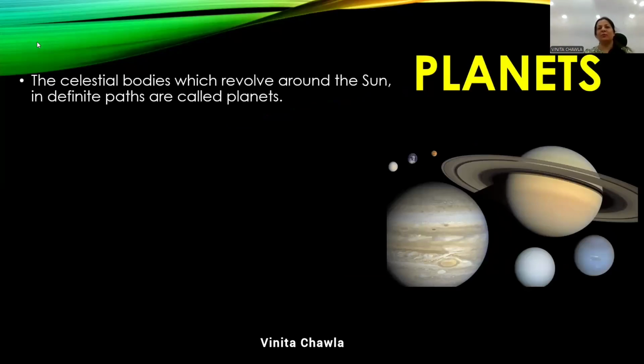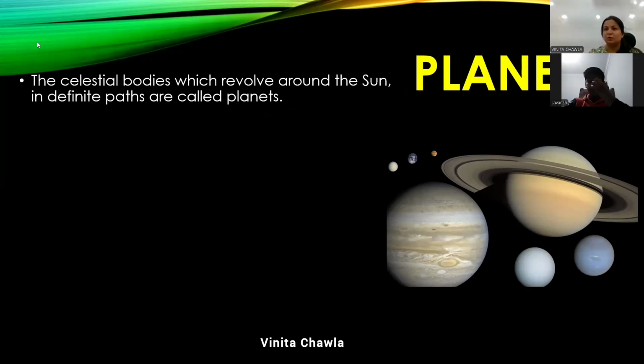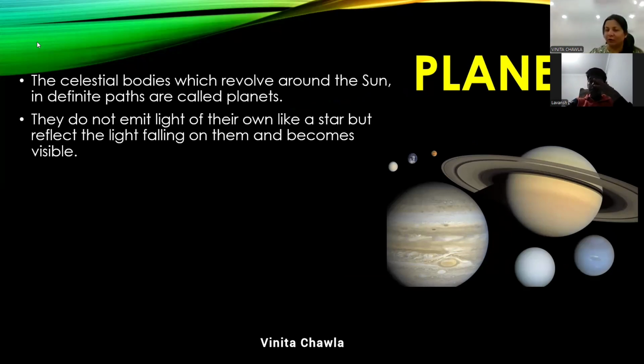Planets are the celestial bodies which revolve around the sun in definite paths or orbits. As satellites, moons revolve around the planets, in the same way planets revolve around the sun in definite paths, or orbits. They do not emit light of their own. They are non-luminous.